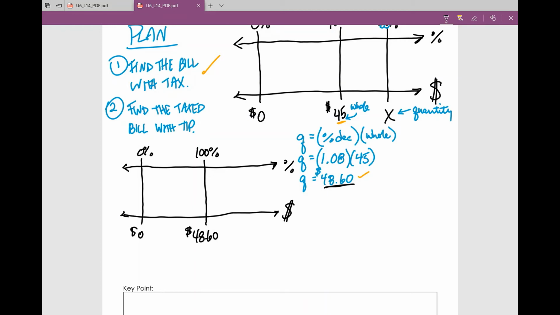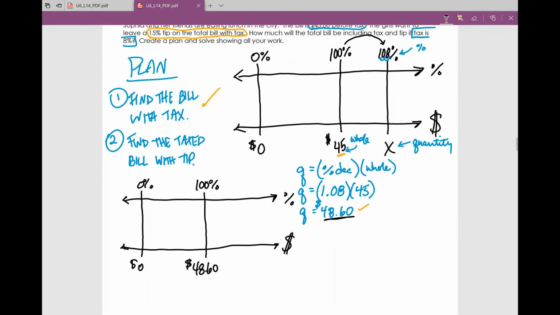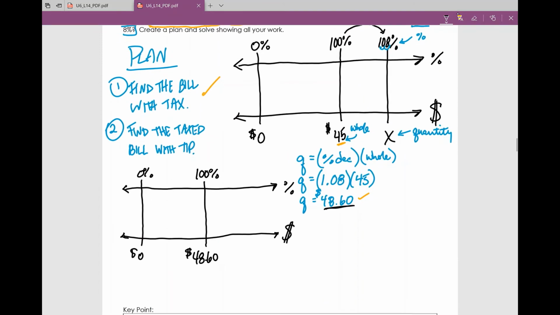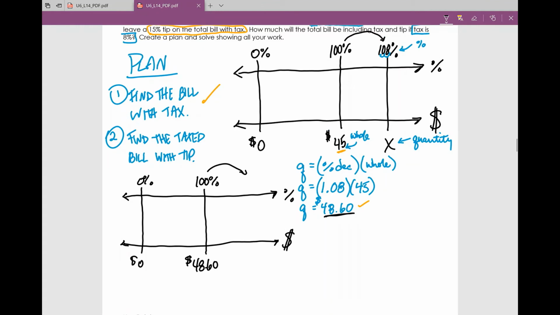And how much is the tip? How much are we adding on to 100%? It looks like we're adding on 15%. So when I add on 15%, I'm going to end up with 115%.